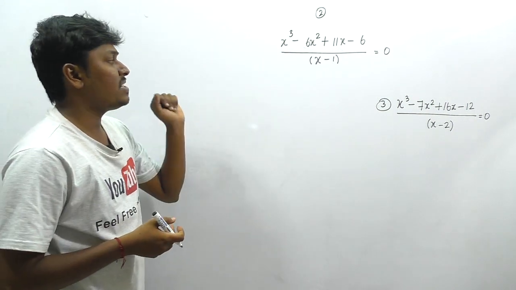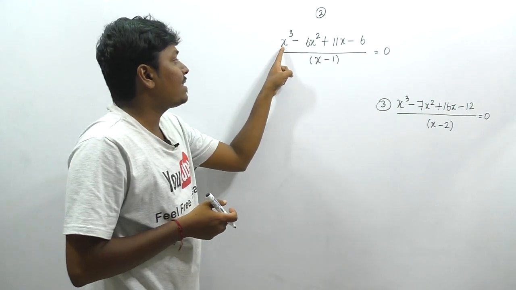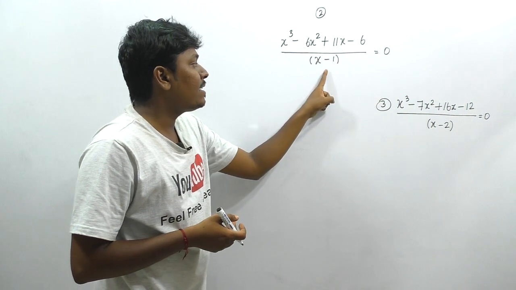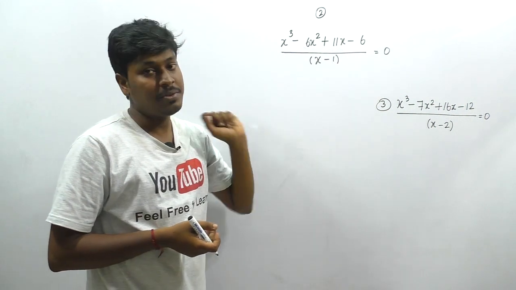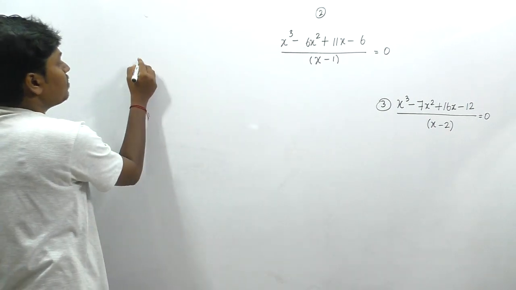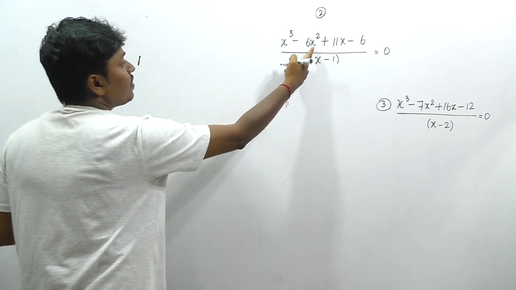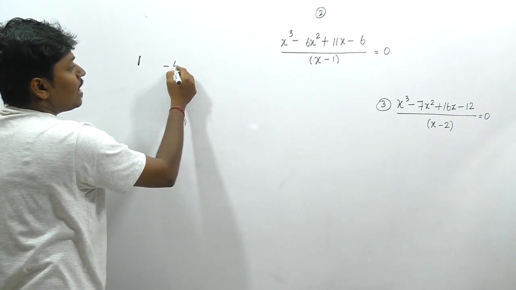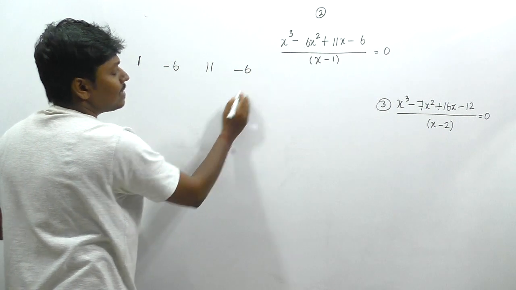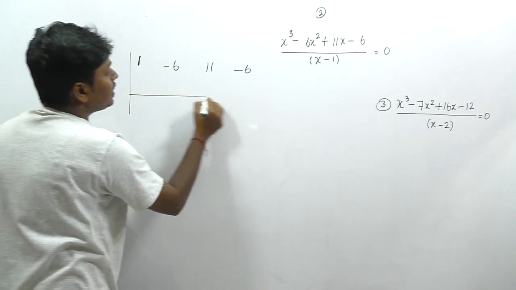Let me now take question number 2. Look at question number 2, friends. x cube minus 6x square plus 11x minus 6, divided by x minus 1, is equal to 0. First of all, we need to take the numerator part. The coefficient of x cube is 1, the coefficient of x square is minus 6, the coefficient of x is 11, and finally the constant is minus 6. So we need to follow the synthetic division method.